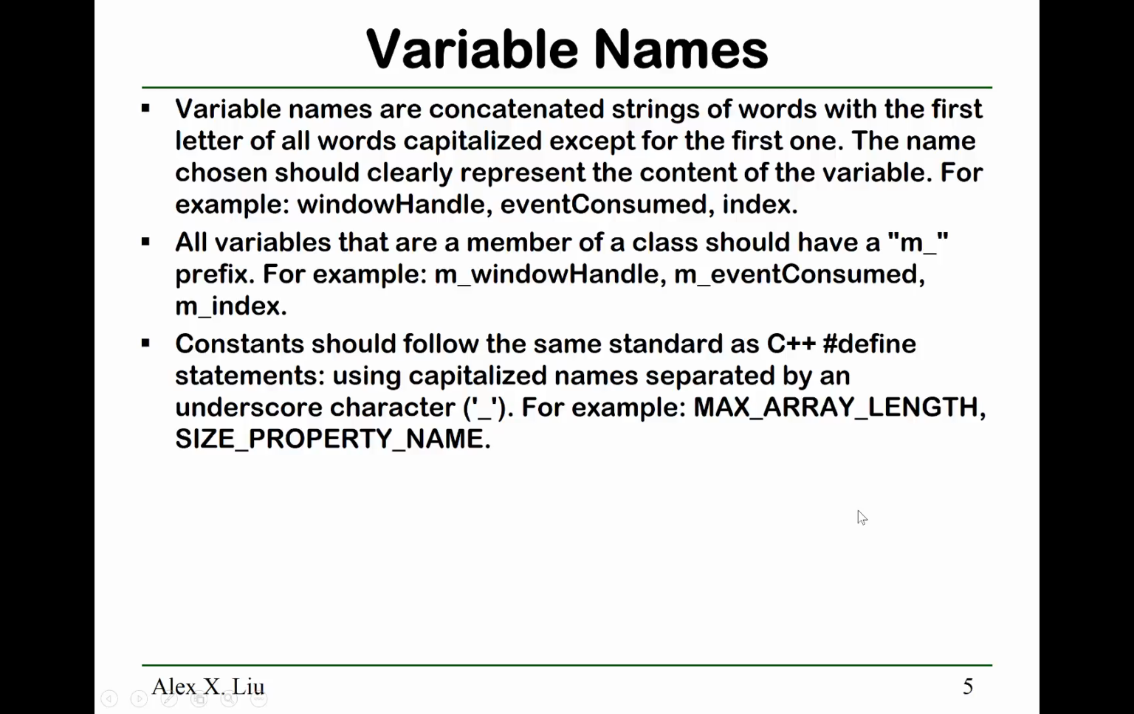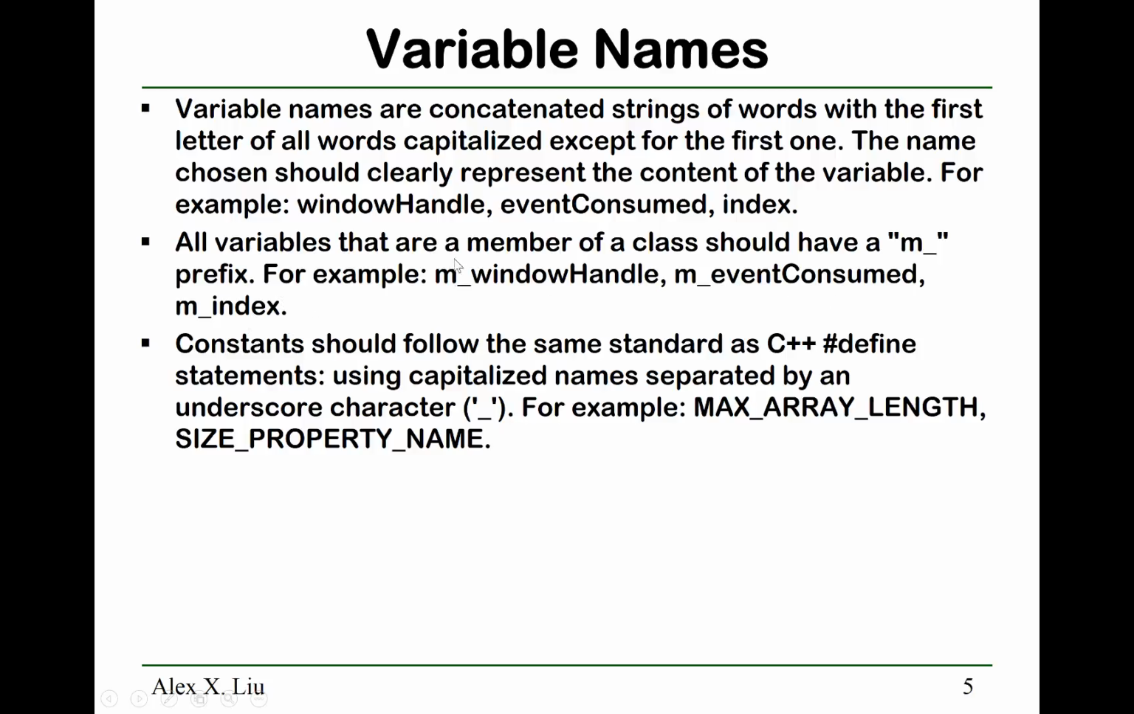All the variables that are members of a class, basically data members, should have an m_ prefix. In some coding standards, they don't have this m, they just put an underscore. Well, I would prefer to put m here, such as m_windowHandle, m_eventConsumed, m_index.